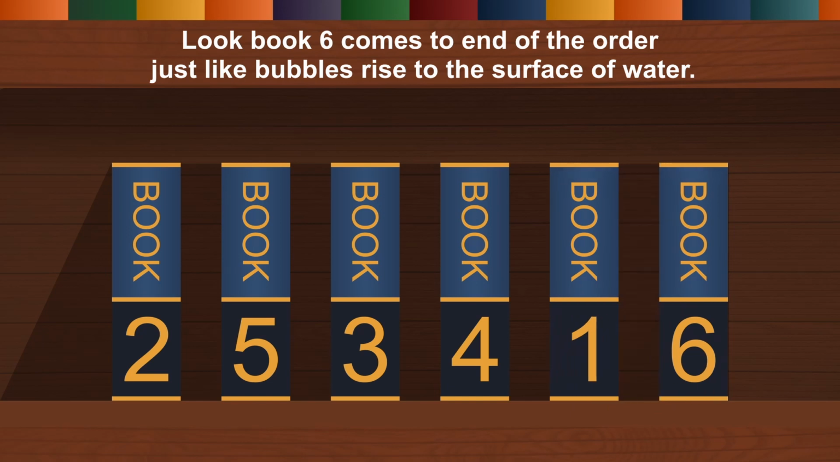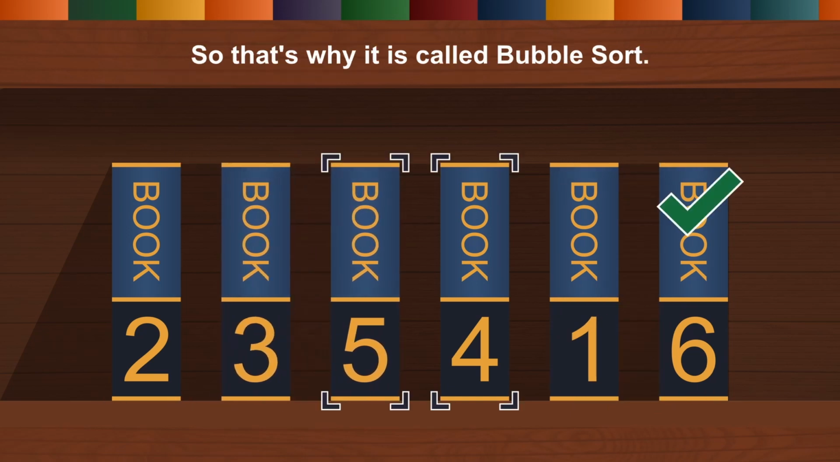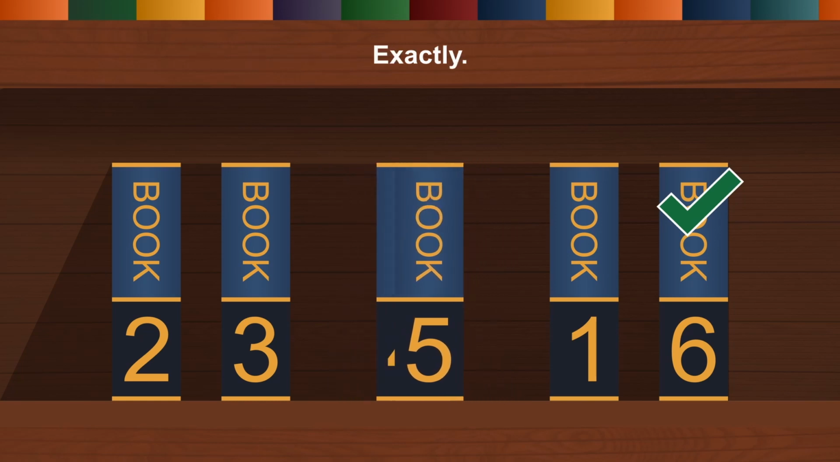Look, book 6 comes to the end of the order just like bubbles rise to the surface of water. So that's why it is called Bubble Sort. Exactly.